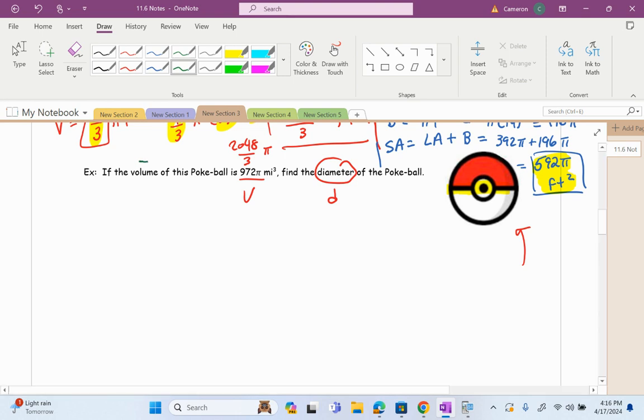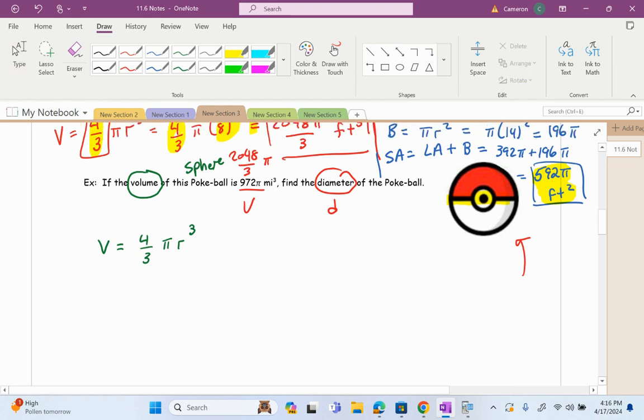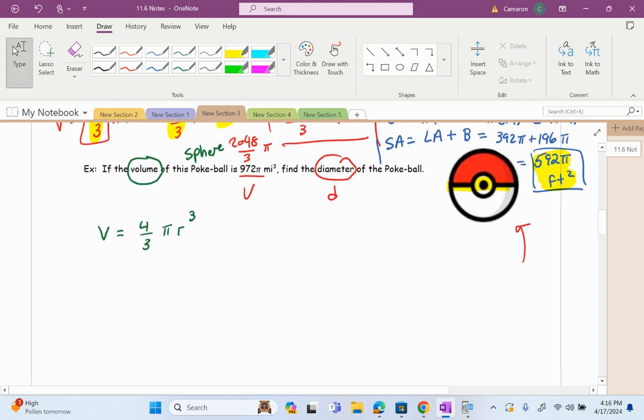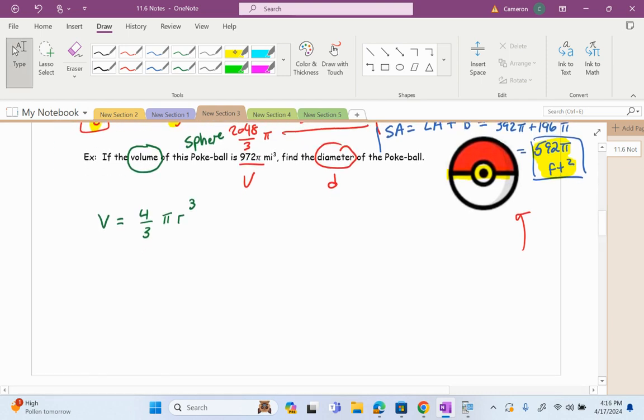So I want to start with the volume because that's what they gave me, and the goal is to calculate the diameter. So I'm going to start by writing my volume formula. Volume of a sphere, a Pokeball is a sphere, is 4/3 pi times radius cubed. Make sure we cube that. And so we get, let's see, what do we know? In this problem, we have to work backwards. We actually are told that the volume is 972 pi.